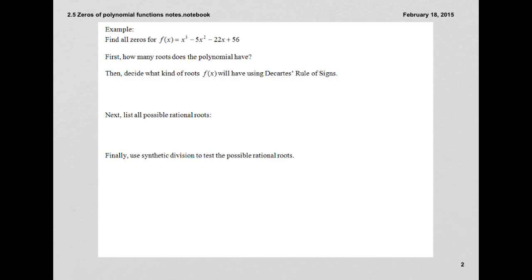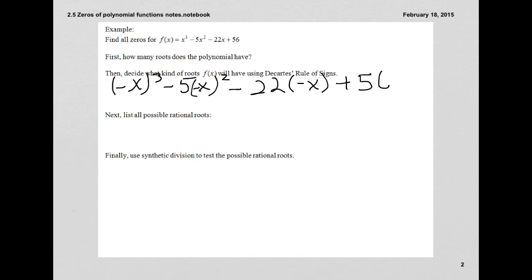Now I want to check to see if I have any negative roots. To do that, all I have to do is put in negative x for where x is. So that's negative x cubed minus 5 negative x squared minus 22 times negative x plus 56.